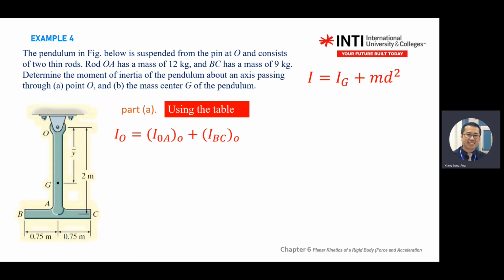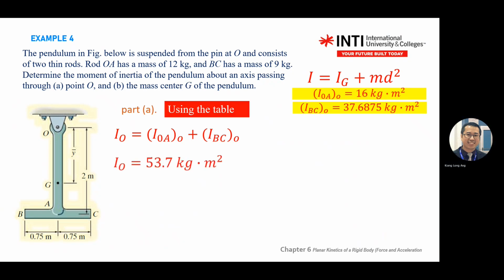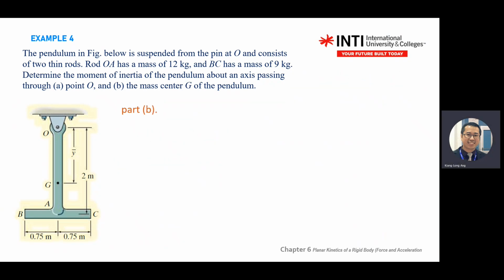So you need to combine the 2 because we have 2 components. One is OA, one is BC. You combine, and you get the answer. For part B, you are referring to G now and not O. Same, referring to the table. But before that, you need to calculate the value of Y prime, or Y average. This one is very familiar already. Y average equals the sum of Y of each individual component times M, divided by the sum of the mass.